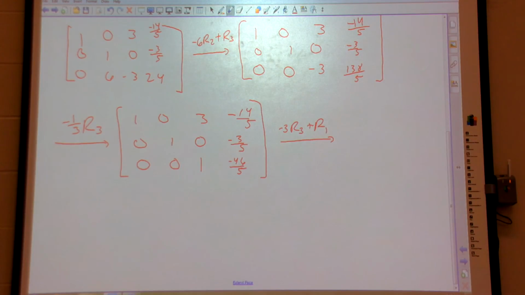Plus R1. I didn't give myself a whole lot of room, did I? I'll go down. Wrote giant. So 1, 0, or I'm sorry, 0, 1, 0, negative 3 fifths. 0, 0, 1, negative 46 fifths. Okay, and then that'll be a 0. And what will I get in the last spot? So I want negative 3 times negative 46 fifths.